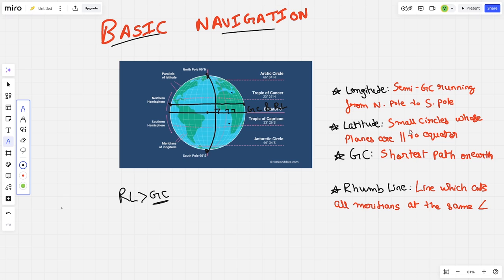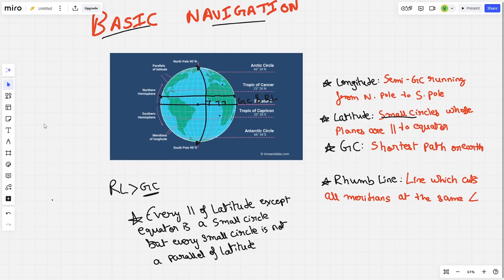And I mentioned small circles to define a latitude, a parallel of latitude. Small circles are basically circles on the surface of the Earth which could not divide it into two equal halves. So they do not share the same radius or the center as that of the Earth. So an important point to remember is that every parallel of latitude except the equator is a small circle, but every small circle is not a parallel of latitude.